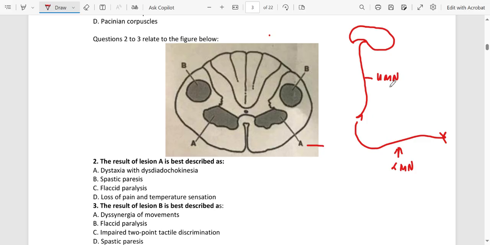So if there's a lesion to the upper motor neuron, there are specific features that you'll be able to see. And if there's a lesion to the lower motor neuron, there are specific features that you'll be able to see. So with a lesion to the upper motor neuron, most of the reflexes are going to be increased. So we're going to see hyperreflexia, like the reflexes are going to be overexaggerated.